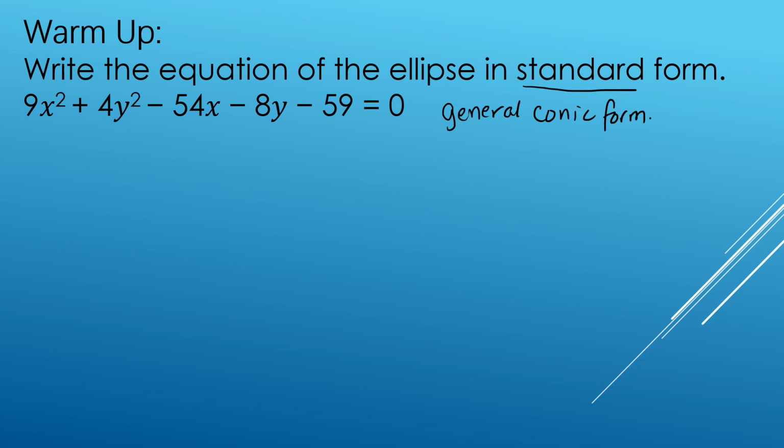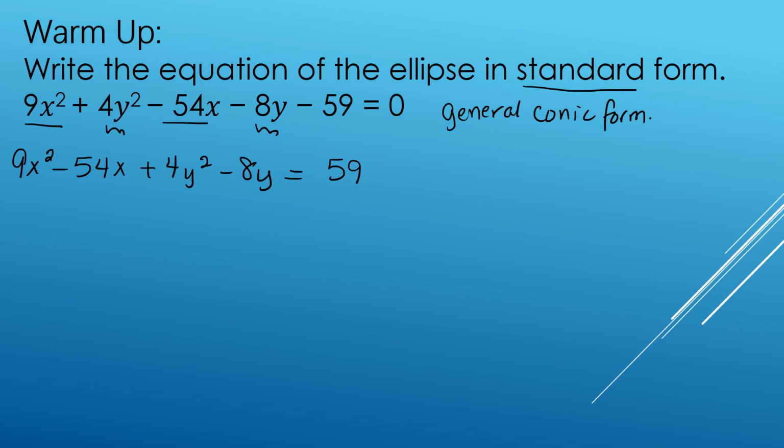So in order to put this into standard form, we are going to group our x and our y terms together and set the entire thing equal to the constant value so that we can combine our like terms and that we can complete the square for each the x and the y terms.